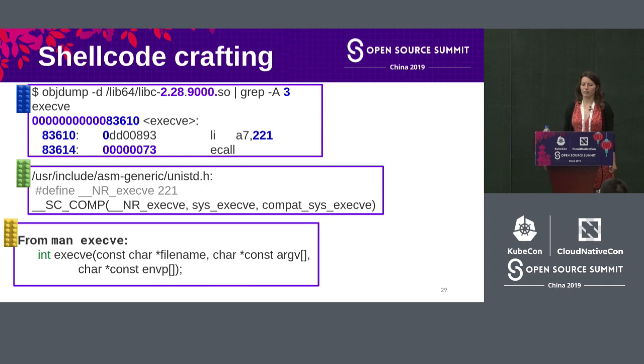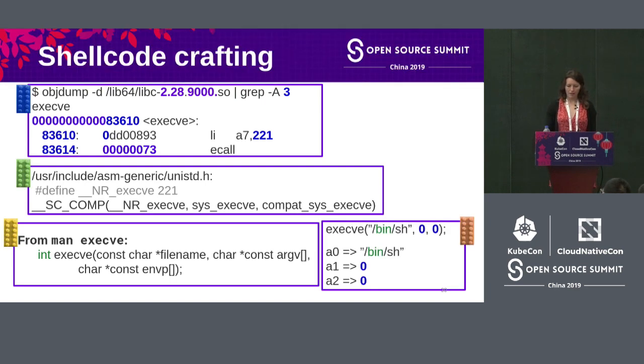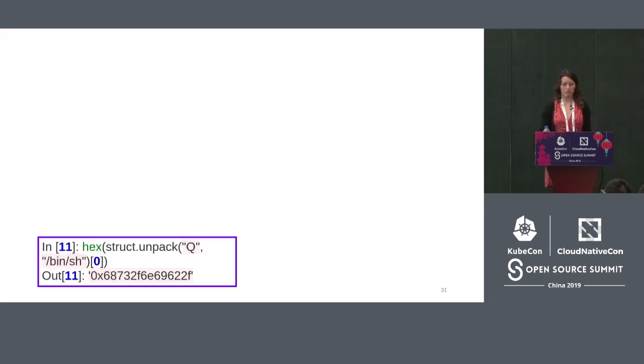Or we can again look at libc and see how this function is called. And libc will just load the number 221 into the register A7, which is designated as the syscall number register, and then call the instruction ecall. So that's what we basically want to do. We want to pass /bin/sh to execve, and the other arguments we don't care about, just null.